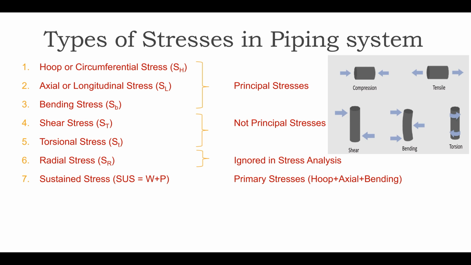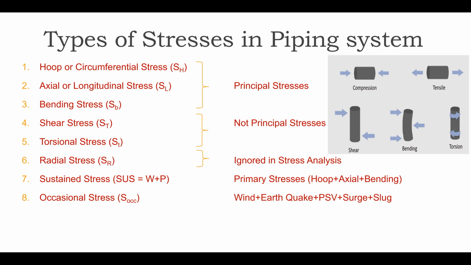Sustained stresses are due to the weight of the pipe, piping components, weight of the insulation, and internal pressure. Due to this internal pressure, there are three further types of stresses developed in piping, which are hoop, axial, and radial. So sustained stresses are also called the primary stresses, and these are also known as non-self-limiting stresses.